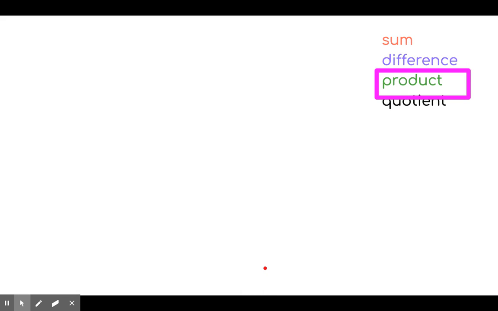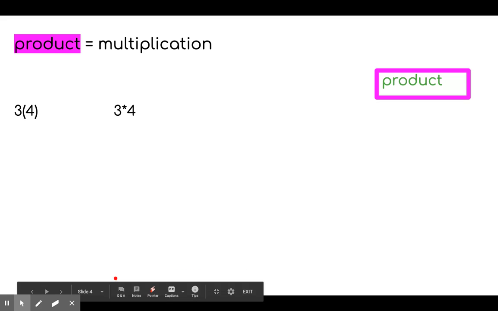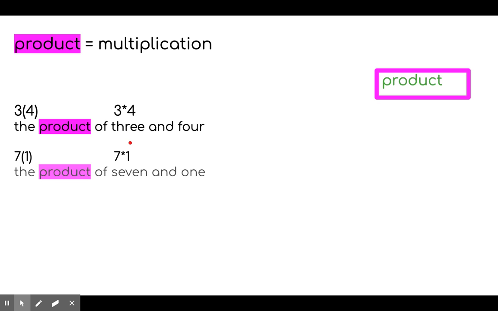Product. Product means multiplication. Remember, we have two ways, dos maneras, to write multiplication: with parentheses or with a little point. This is the product of 3 and 4. What's this? The product of 7 and 1.